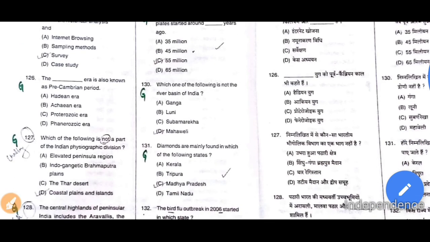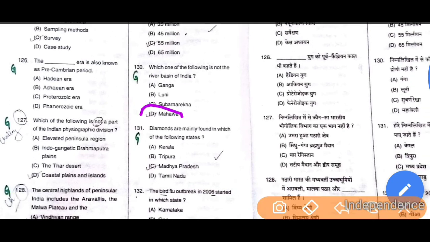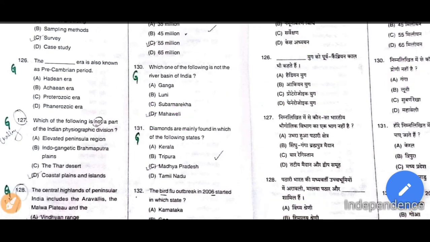Next question, question number 130. Which one of the following is not the river basin of India? So the question reads the river basin of India. So we know that Ganga is a river basin of India. Luni is a river basin of India. Subarna Rekha is a river basin of India found in the regions of West Bengal. Now Mahaveli. This Mahaveli river is actually found in Sri Lanka. So this is definitely not a part of India. So the answer to this question is D, Mahaveli.